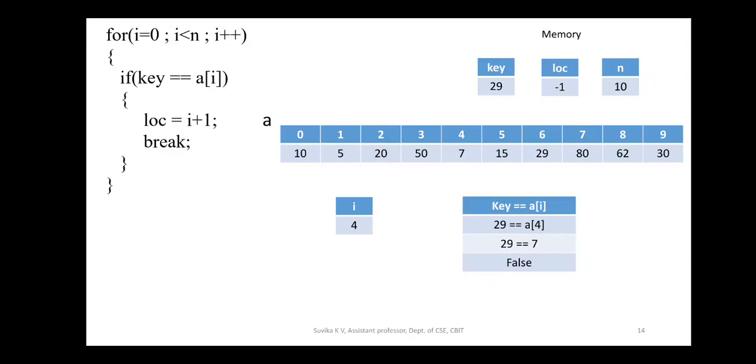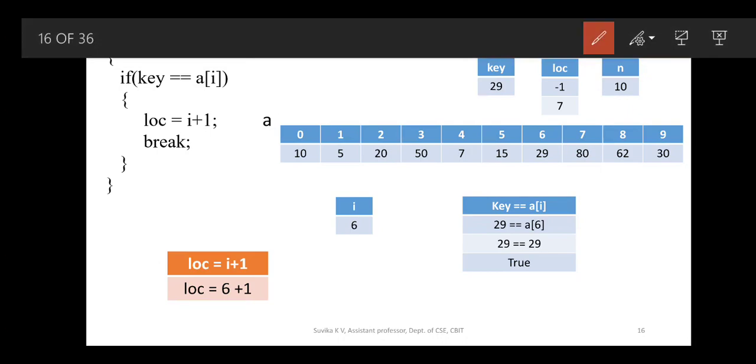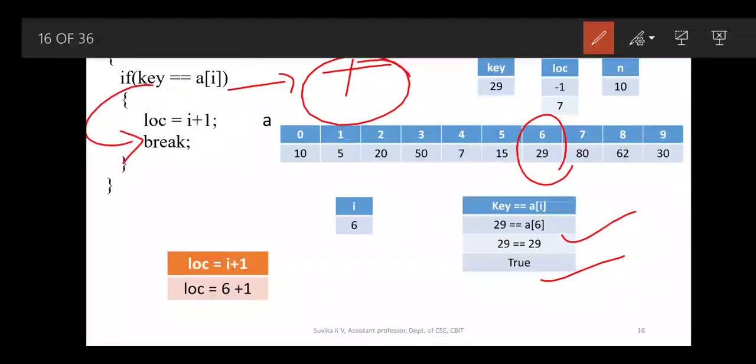Then is 29 equal to 7? No, it is false. Now for the next iteration, i will become 5. Is 29 equal to 50? No, it is false. Now the next value is 6. So now here you got, is 29 equal to a of 6? Yes, it is true. So when the if condition becomes true, it will enter this block.